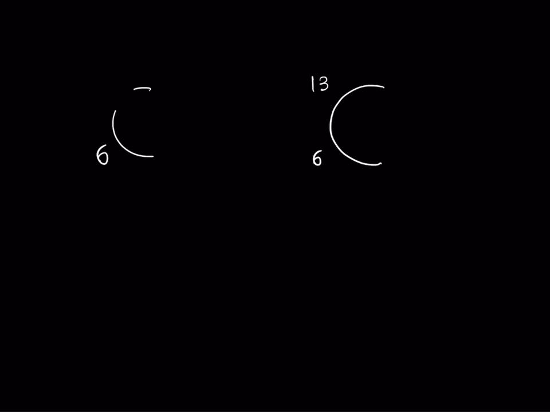These numbers. The number on the top is called the mass number. The mass number is equal to the number of protons and the number of neutrons added together. The number on the bottom is the atomic number, or Z as we write it, and it is equal to the number of protons.